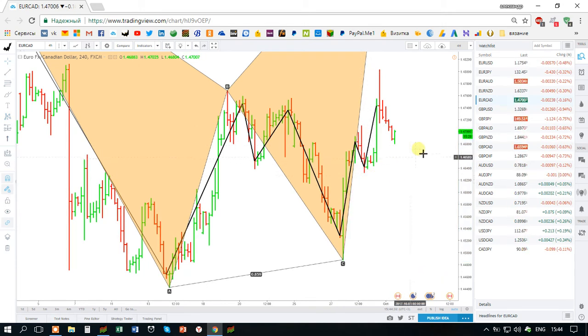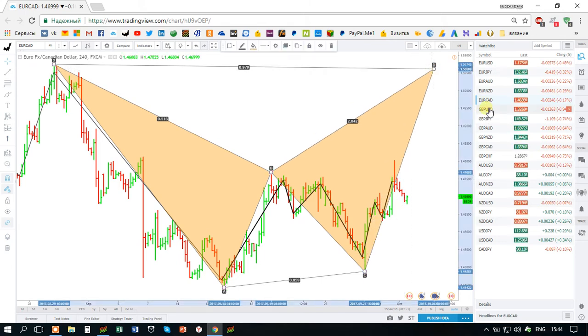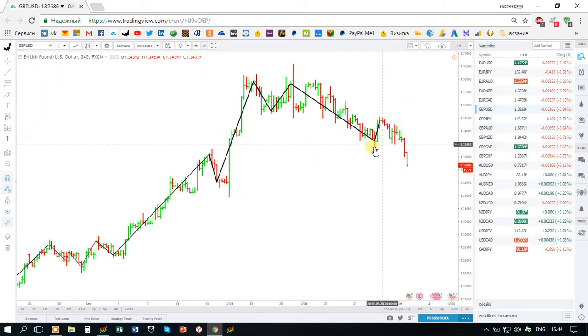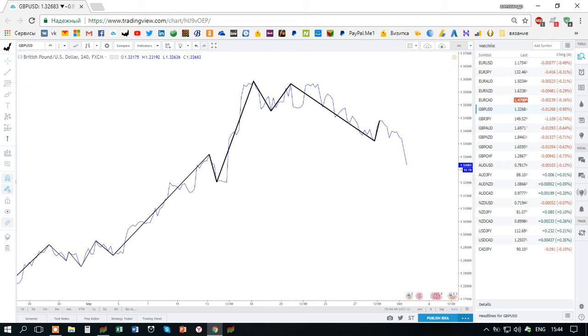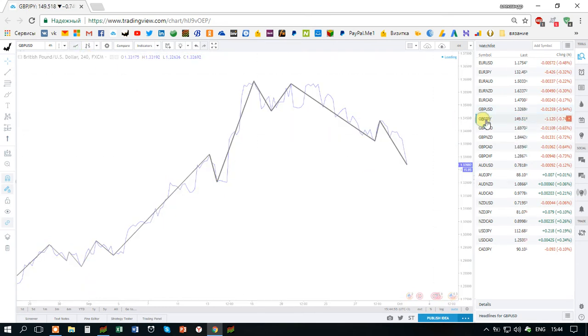Okay, so Euro Canadian potential cipher pattern, maybe if it goes lower from X to A to B. 349, no, definitely no cipher pattern. The minimum B for cipher is straight 2, so it doesn't meet the criteria. Pound dollar, we have it this way, and here we have potential trading opportunity. Nope, this high should be higher than this high. No trading opportunity.